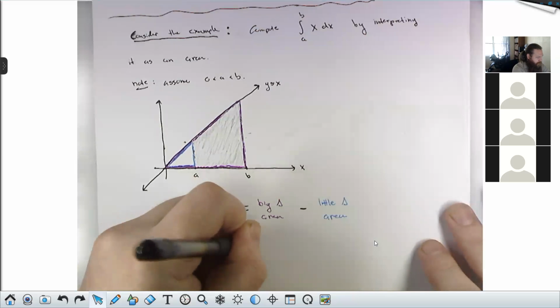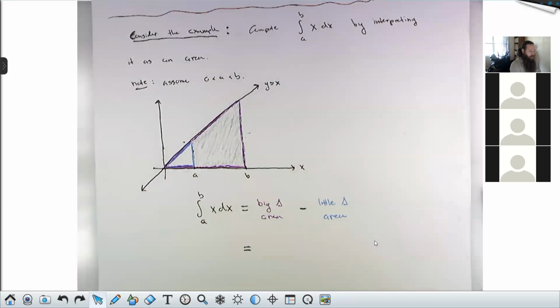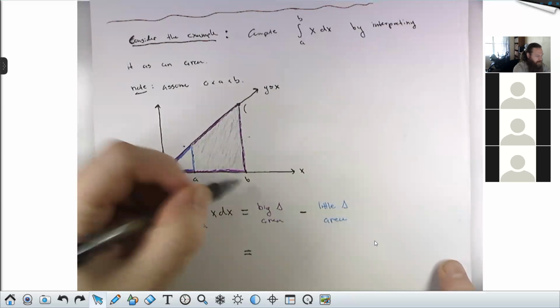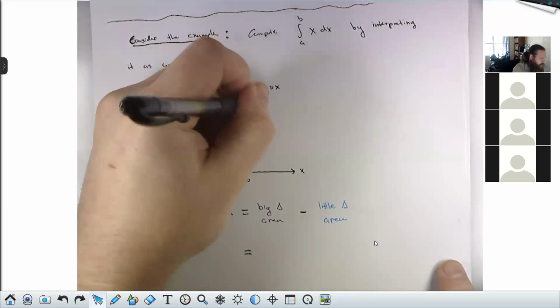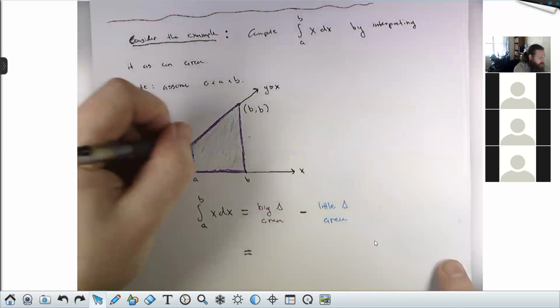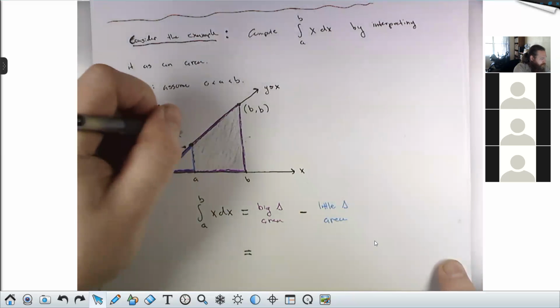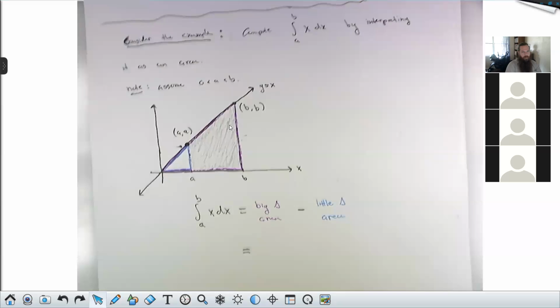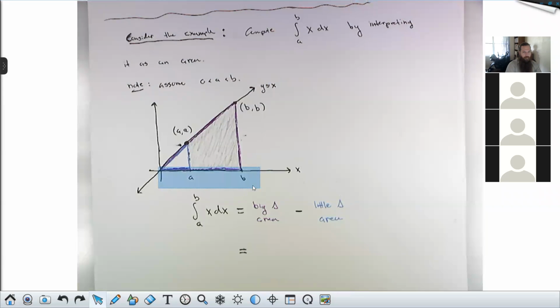So let's see what we get. The big triangular area is going to be 1/2 his base times his height. So we're along the line y equals x, which means this point right here, which is at x equals b, has x coordinate b and y coordinate b, right? Because y equals x everywhere along this line. And similarly down here, this point is a comma a. So the area of the big triangle is 1/2 this base times this height. Well, what is that base? What is this length?